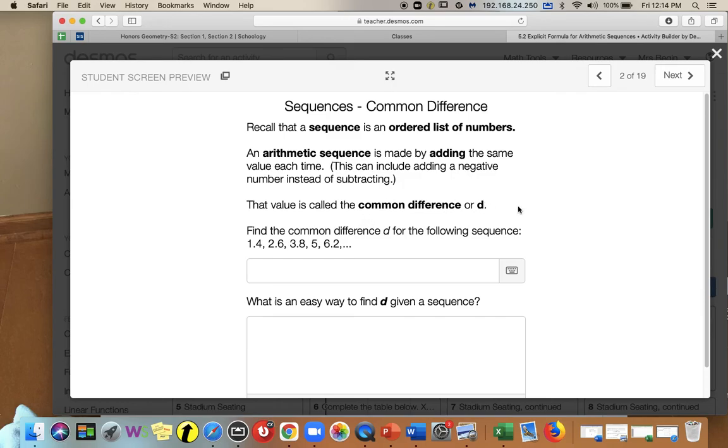So that is something that you'll have to know. I might say find the common difference, and that is just the number that we add every time to find the next number in the list. And again, this list of terms is called a sequence.